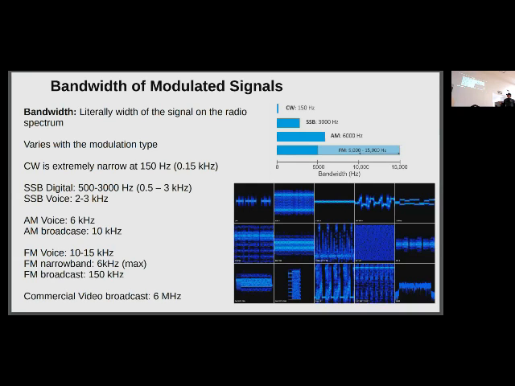So that's kilohertz, right? Look at commercial video TV, 6 megahertz. That's huge compared to these other things, right? So any questions? Does it make sense? Think of the bandwidth as the amount of information that you're sending out. CW, dits and dots, doesn't take very much. Single sideband, you're using half of that AM transmission. AM, you're using the whole thing, and it depends on if you're doing voice or broadcast.